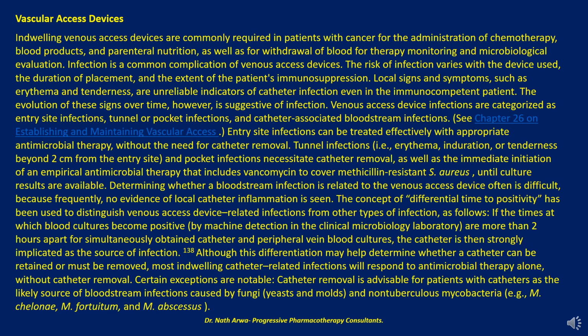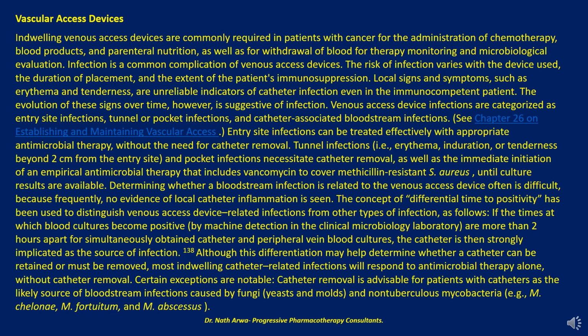Local signs and symptoms, such as erythema and tenderness, are unreliable indicators of catheter infection even in the immunocompetent patient. The evolution of these signs over time, however, is suggestive of infection. Venous access device infections are categorized as entry site infections, tunnel or pocket infections, and catheter-associated bloodstream infections. Entry site infections can be treated effectively with appropriate antimicrobial therapy, without the need for catheter removal.